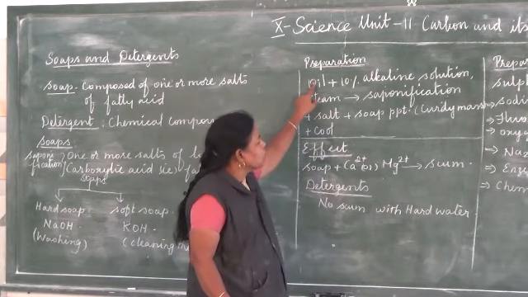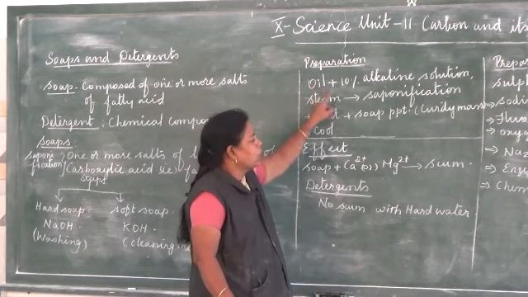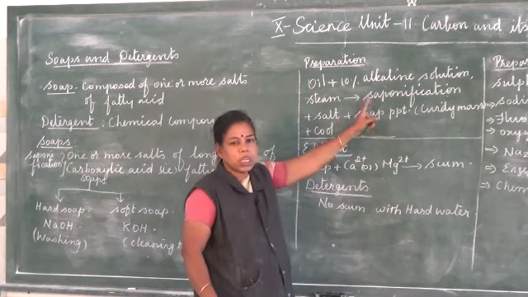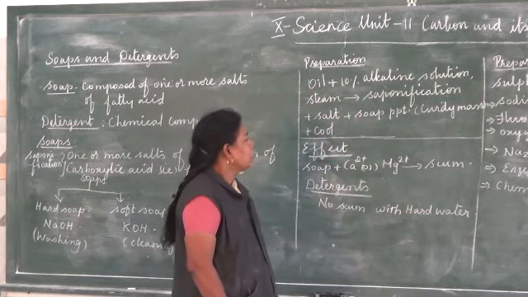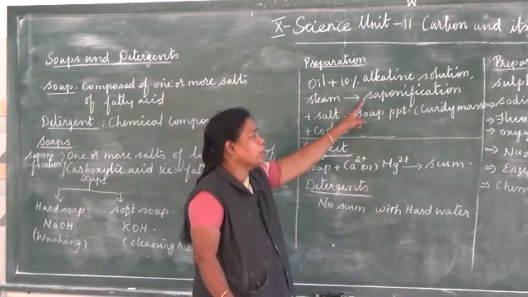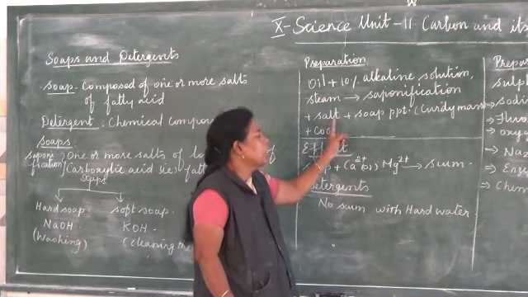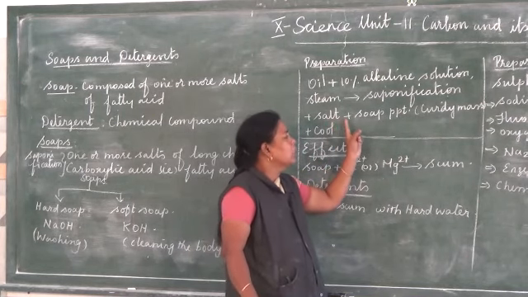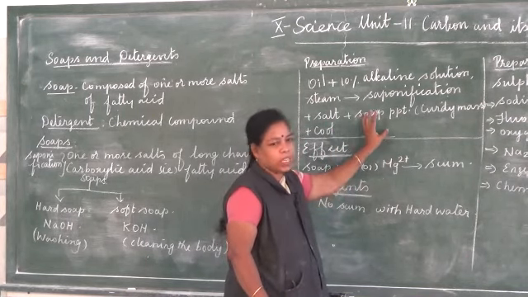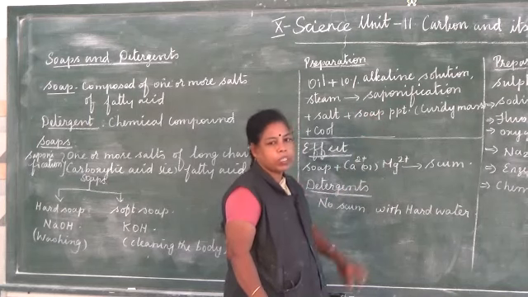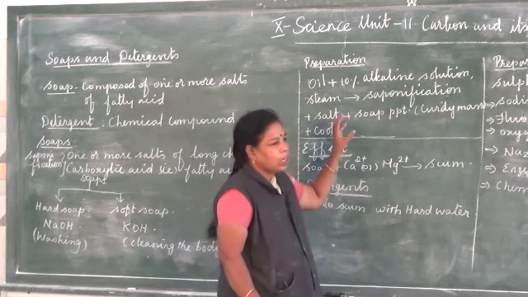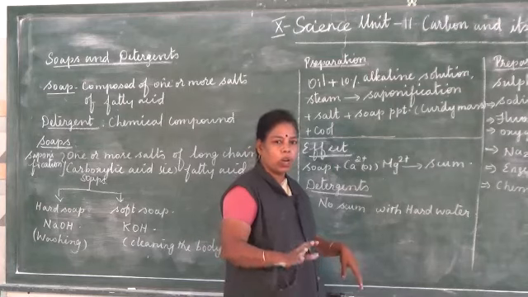Because of that, the oil is getting hydrolyzed. That process is called saponification. Then common salt is added. After the process of saponification, common salt is added to it. When we add salt, a precipitate forms. The soap will be formed as a precipitate that settles at the bottom of the tank.